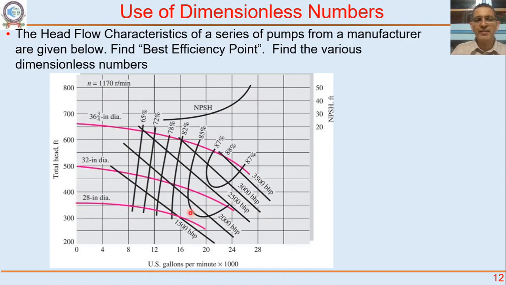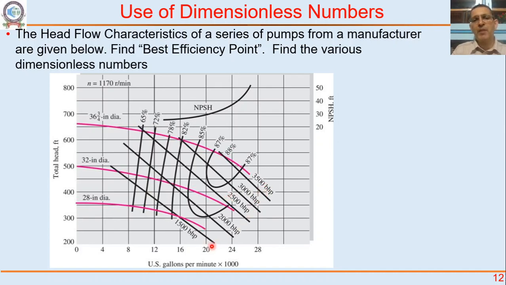So these pink lines are the head flow characteristics for different sized impellers. You can see as the diameter is increasing, these curves are shifting upwards. And these vertical lines are for different efficiencies. So 65% efficiency, 72% efficiency, 78, 82, 85, 87, 88, and so on.